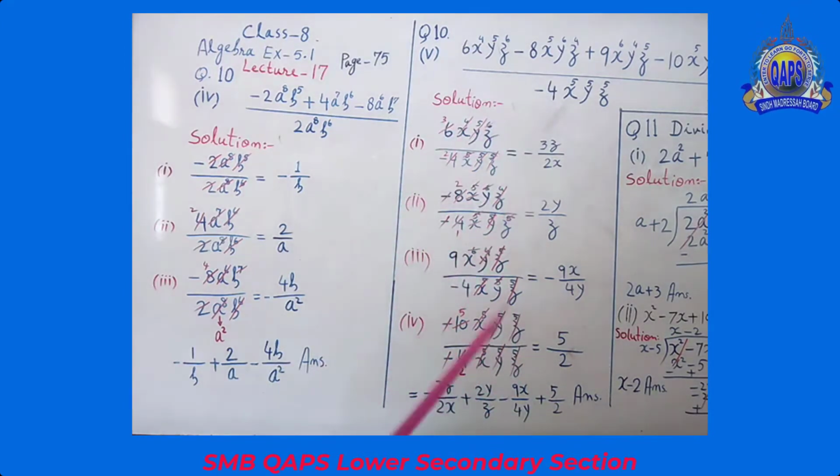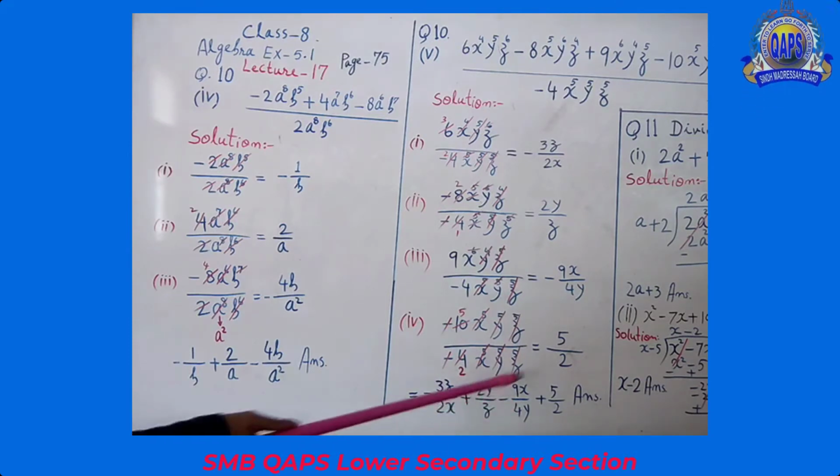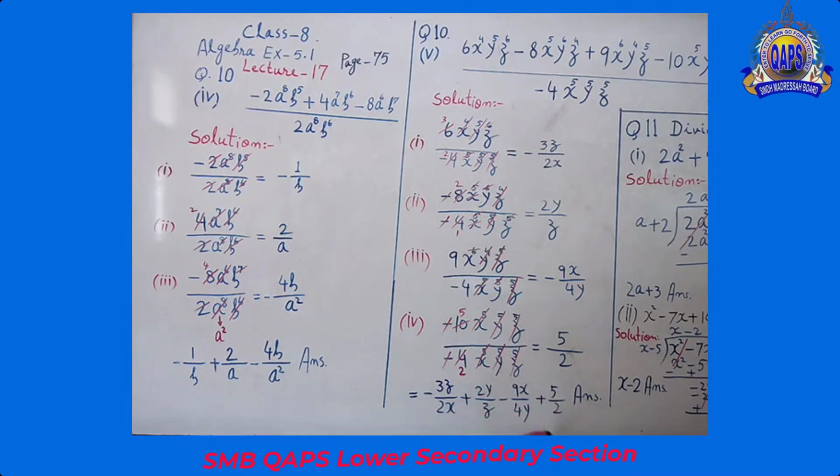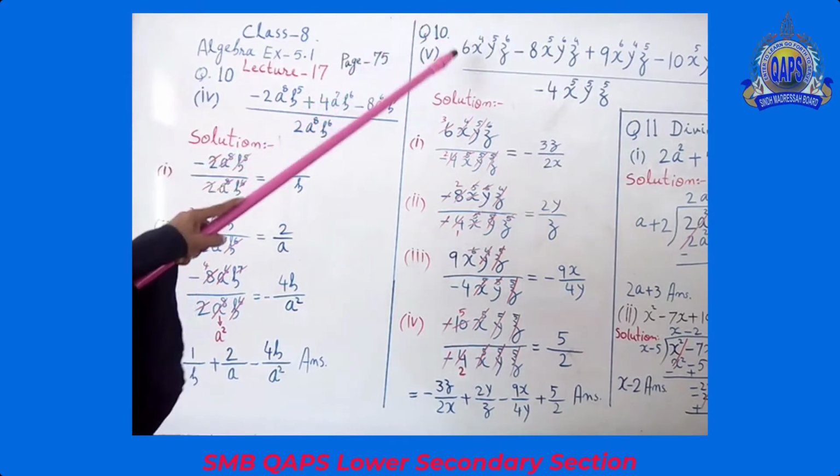Now write all these 3 steps over here. So it will be your answer. Have a look. What will be your answer? Minus 3z upon 2x plus 2y upon z minus 9x upon 4y plus 5 upon 2. Answer. Understand? Then finished. We have finished question number 10, part number 5, done, finished.